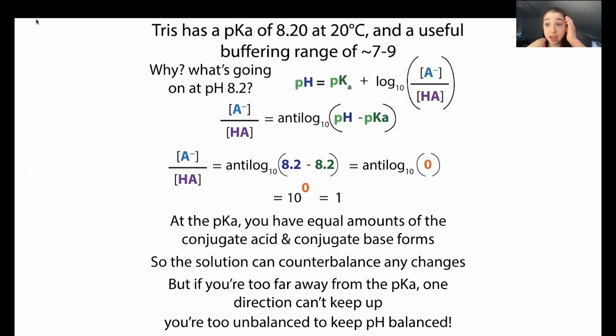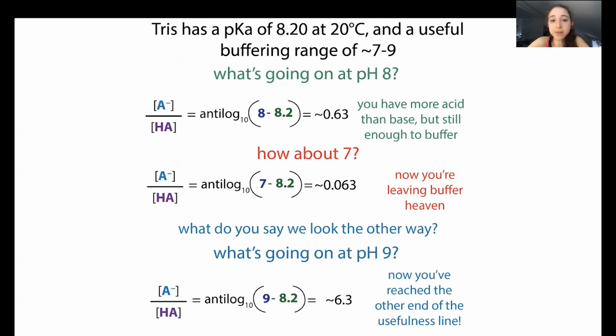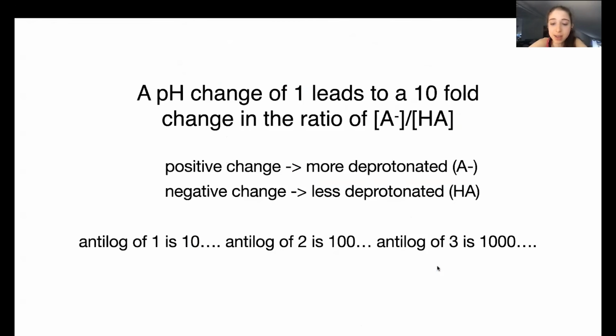A lot more on that in my buffer post. So you can see why, if you take a buffer, you can have a buffering range, and then you go out of the buffering range. So check out that post if you want more. But basically a pH change of 1 leads to a 10-fold change in the ratio of deprotonated to protonated. So if you have a positive change, you're going to get more deprotonated. If you have a negative change, you're going to get less deprotonated.